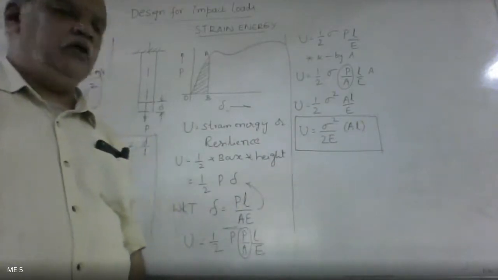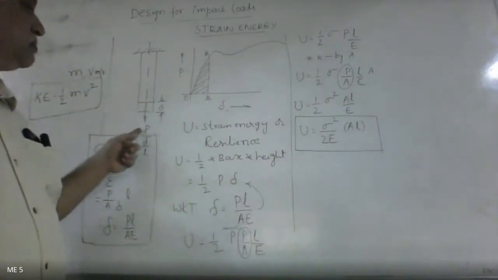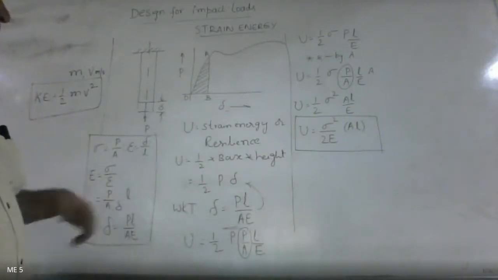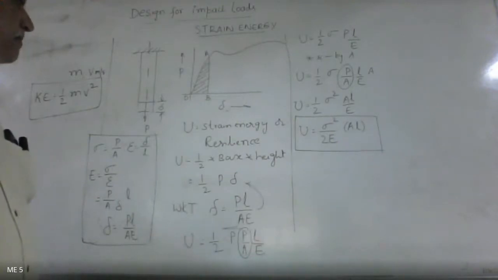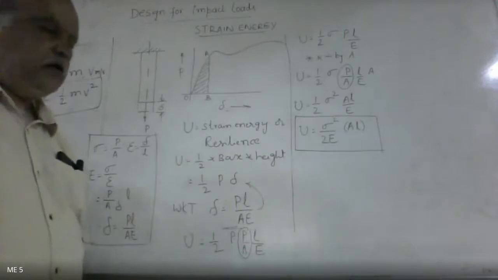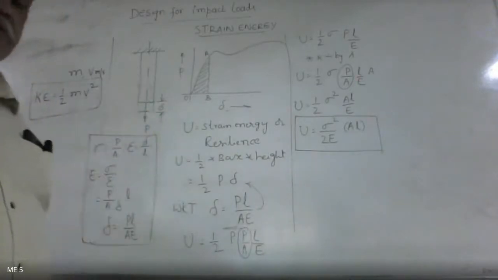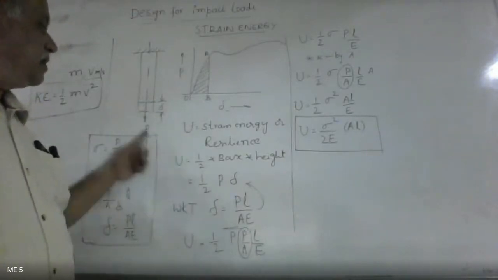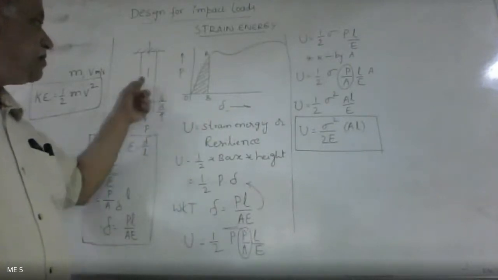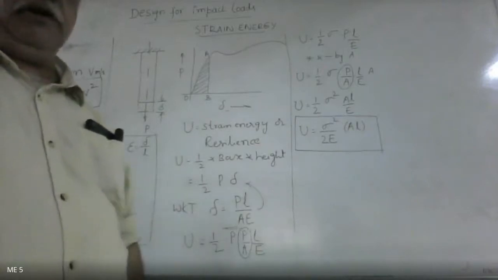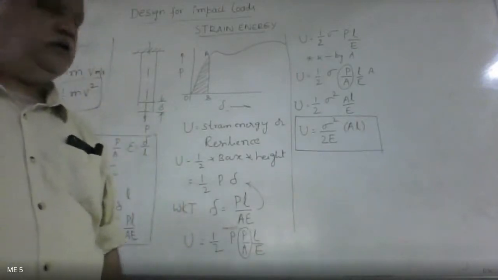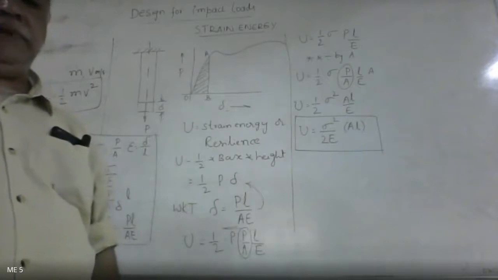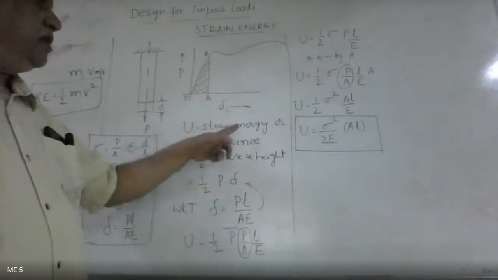The work done by the load P is stored in the bar, and is called strain energy or resilience.